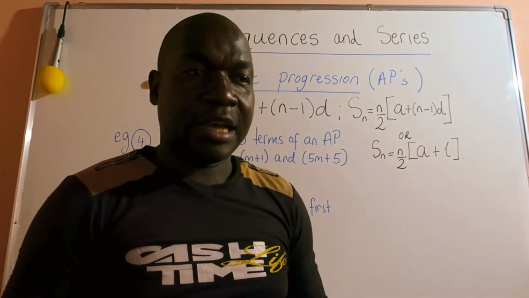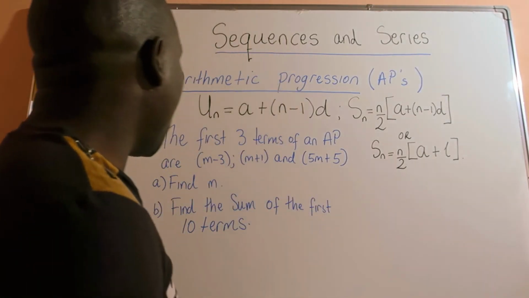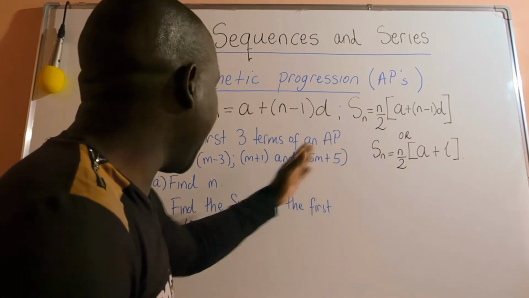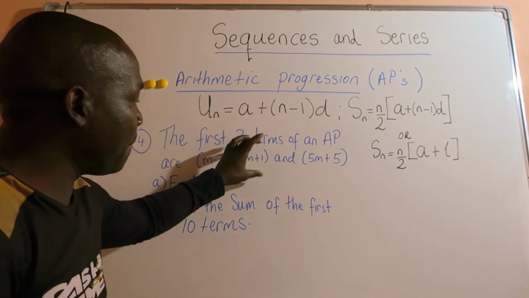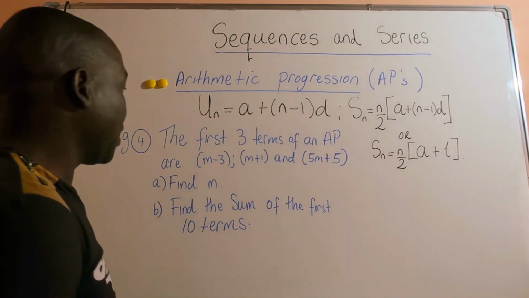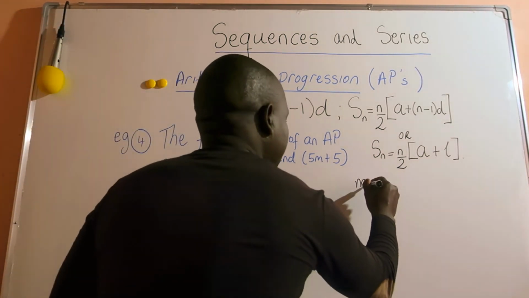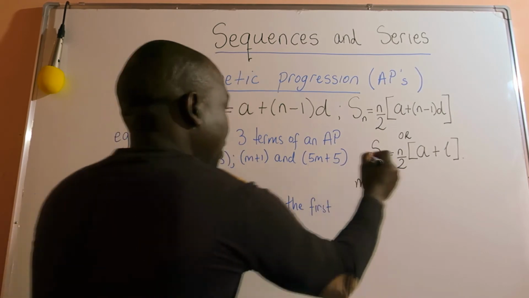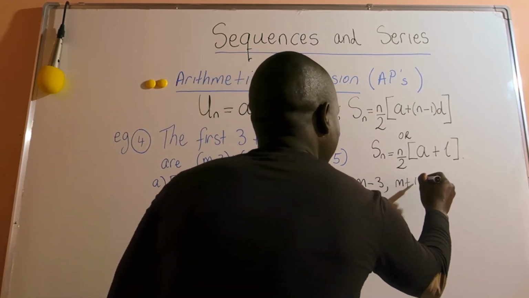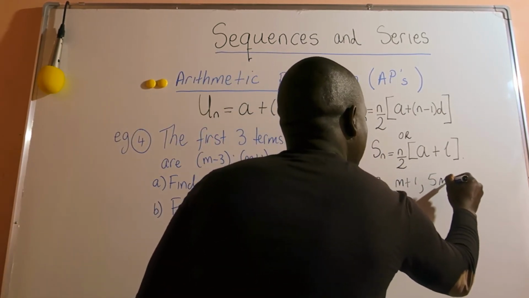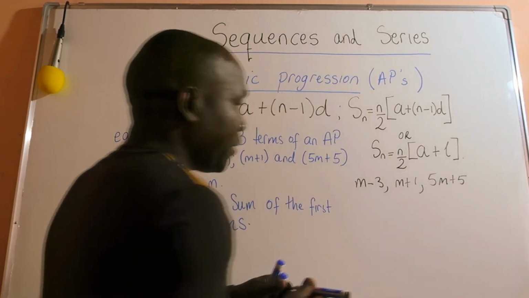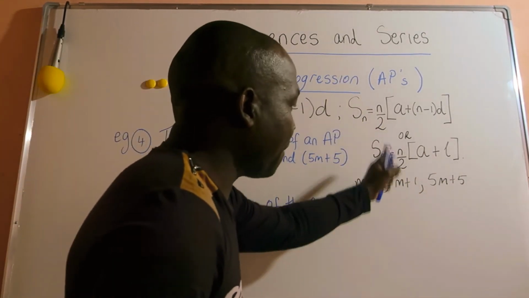Alright? Our example 4 here, you are given that the first 3 terms of an AP are m minus 3, m plus 1, 5m plus 5. You want to find m. So here what are we saying? We are saying the first term m minus 3, the second term m plus 1, and then the third term 5m plus 5. So these are the first 3 terms. So a, the second term, the third term.